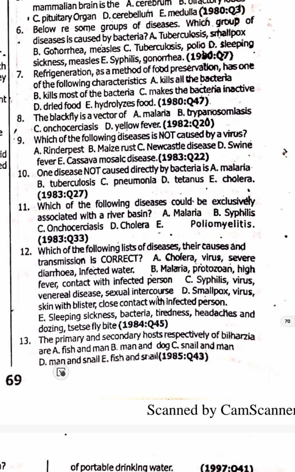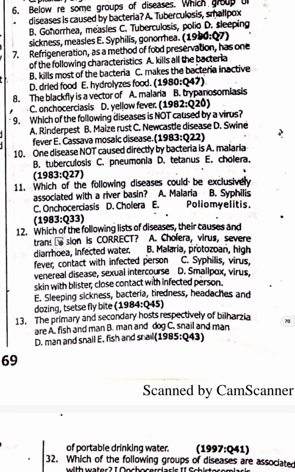Number 12. Which of the following list of diseases, their causes and transmission is correct? No, cholera is not a virus. Malaria is protozoa. Contacted with infected person. Smallpox: virus, skin with blisters, close contact with infected person. Number 12 is option D, smallpox.